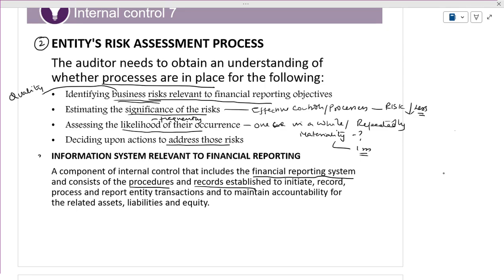When you are saying records established, you are talking in terms of documentation. Every other thing is part of the procedures to initiate, to record, to process, and to report entity transactions. Whenever a transaction is happening, it should be initiated, recorded and processed. You will say the first one is the journal entry, but we should not say the journal entry is the first thing. Before that, you are placing the order.